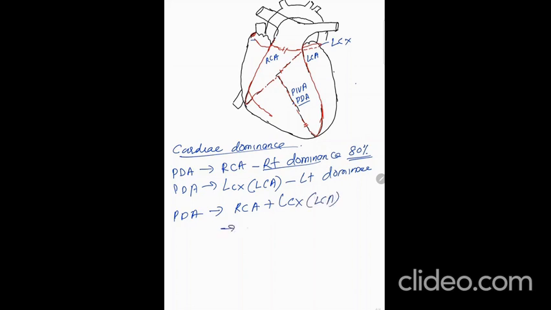In that case, the heart is said to be co-dominant, that is known as co-dominance. So in co-dominance, the right coronary artery comes here, the left circumflex artery comes here, and both join and run downwards as the posterior descending artery. Okay, so that heart is known as the co-dominant heart.